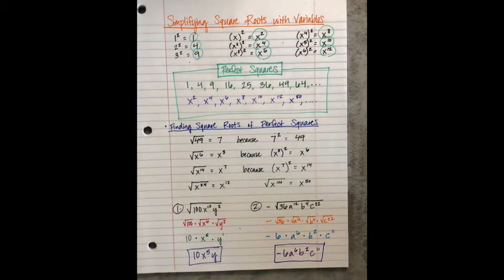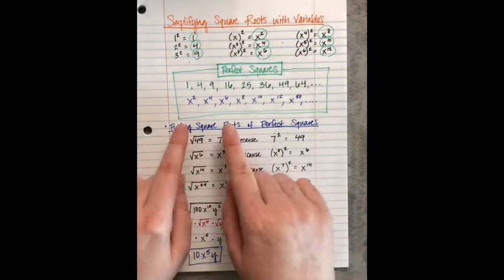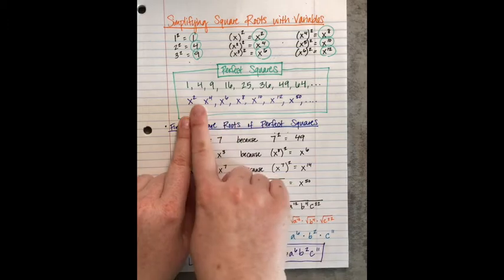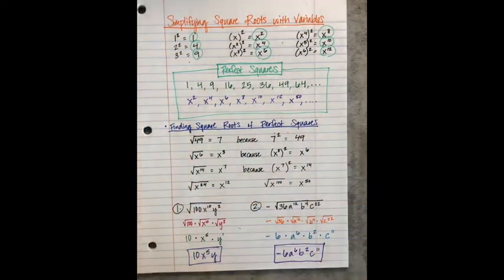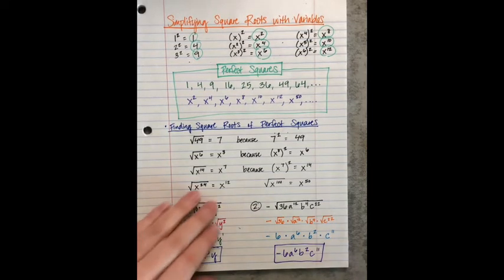Okay. So hopefully you're thinking, all right, that's pretty easy, I can handle that. But what happens when our variable is not raised to an even power? What if we had it to the 5th power, or the 7th power, or the 21st power? So what do we do then? And that's what we're going to talk about next.